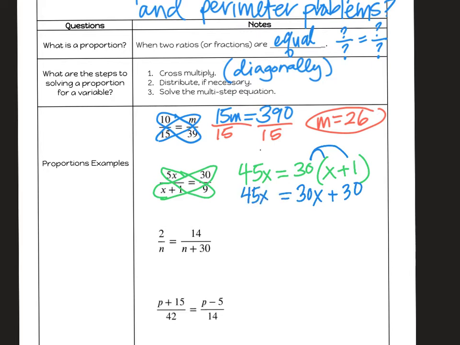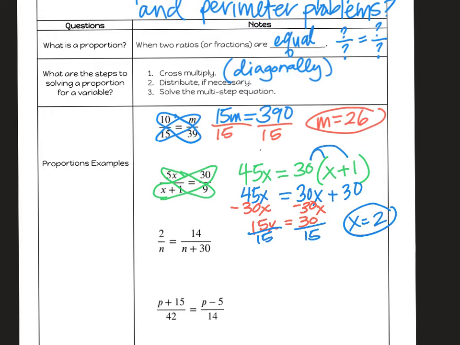I have variables on both sides and I don't want them, so I'm going to subtract the smaller variable, which is the 30x. And so that gives me 15x equals 30. And so I'm going to divide by 15. And then I'm going to get x equals 2.